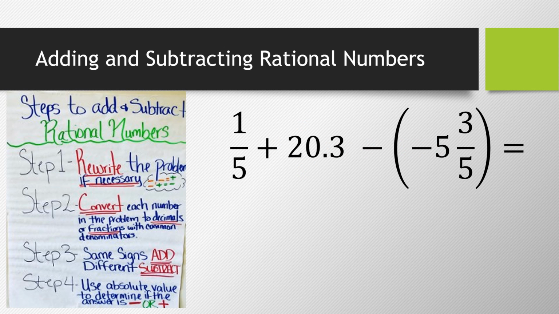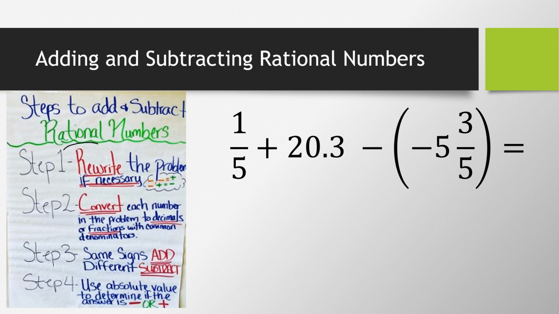So for this one, I have 1/5 plus 20 and 3/10 minus negative 5 and 3/5. I think I'm going to keep everything. If you want, you could turn everything into a decimal. If you don't remember how to turn everything into a decimal, just divide 1 divided by 5, and then you'll get your decimal. You'll get 0.2 or 2/10. All right, so what we're going to do is I'm just going to keep everything as a fraction.